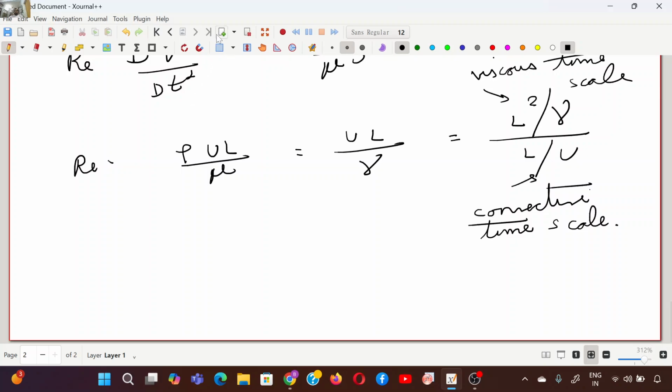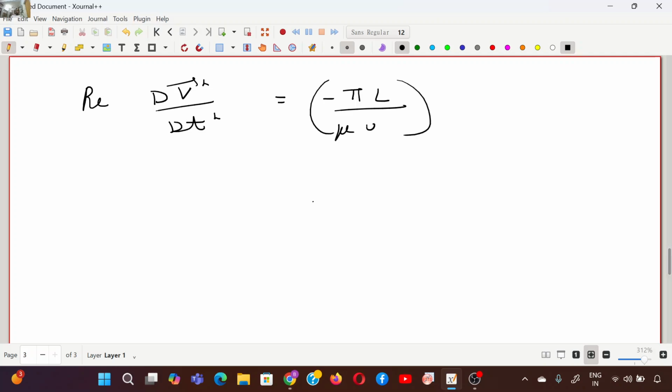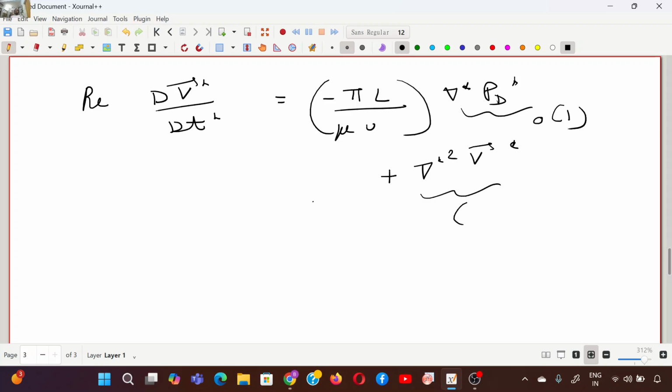Okay, coming back, what is the equation we got? We got Reynolds number times dv star by dt star is equal to minus pi L by mu u del star pd star plus del star square v star. Right. So this order is 1. This order is also 1. This order is also 1.